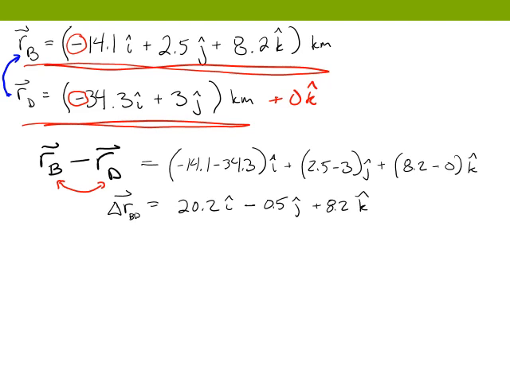At this point, what I want now is to find out what my distance will equal, the magnitude of this vector. And I'm going to let you figure that out.